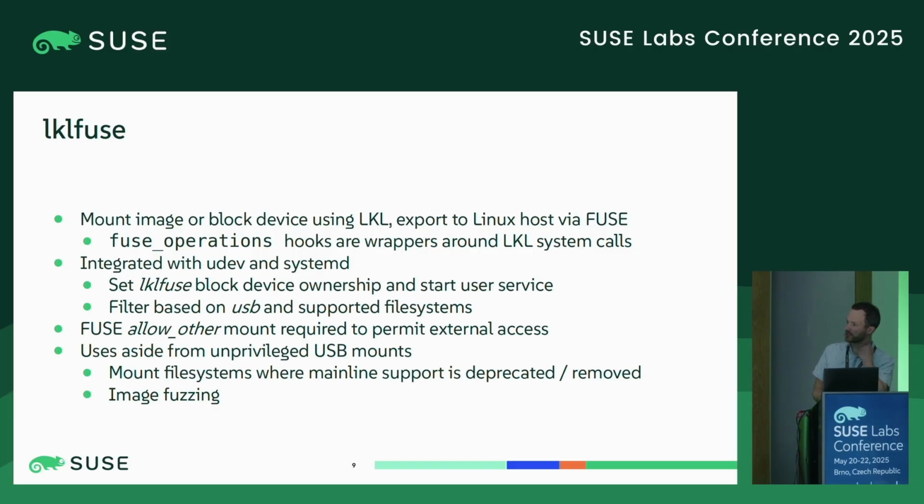A few other potential use cases. For testing, it's great because you can make changes and spin up the kernel really quickly. Also, aside from the security aspect of the project, it's potentially useful if we deprecate or remove support for individual file systems. Then we can ship an RPM to allow customers or users to still access those old file systems.